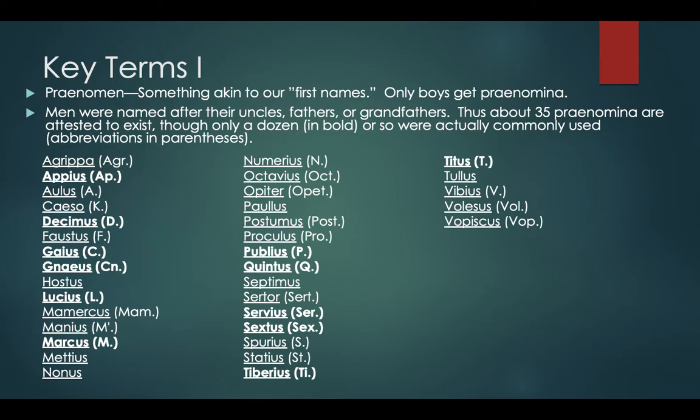The praenomen is sort of like our first name. Only boys get praenomina. Men are typically named after their fathers, uncles, or grandfathers. Thus, there are only about 35 praenomina that are attested to exist, of which 12 are actually common. I've put the common ones in bold. The abbreviation in parentheses after the name shows common abbreviations for the praenomina that you would see in texts or inscriptions.